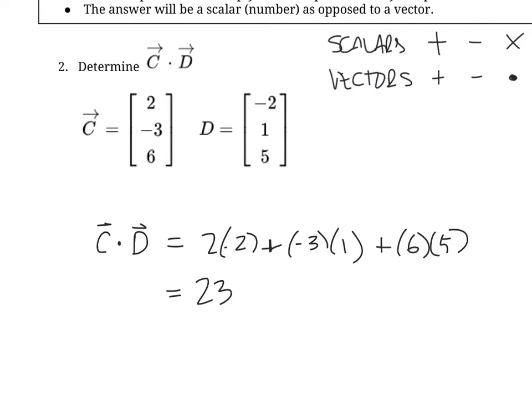So the dot product of c and d is 23. Now that might seem weird. What does that 23, what does that number actually mean? It's just a number. And we'll get more into that on the next page and in future lessons. But for now, realize when we dot two vectors together, the answer we get is just a number. It's just a scalar. So we don't actually get a vector out.